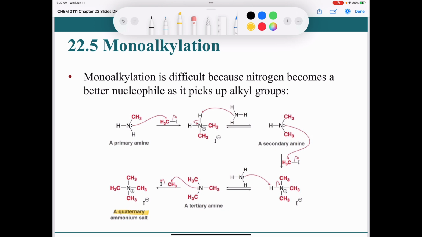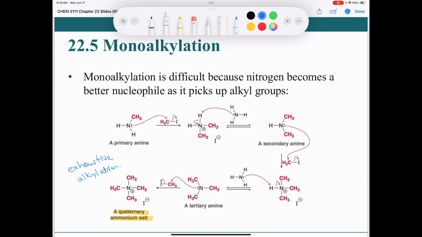Sometimes you hear these referred to as quats, but a quaternary ammonium salt. Now this is all well and good if the quaternary ammonium salt is what you want to isolate. Then you would just use an excess of the alkyl halide and stir it up with ammonia, and we call this exhaustive alkylation.